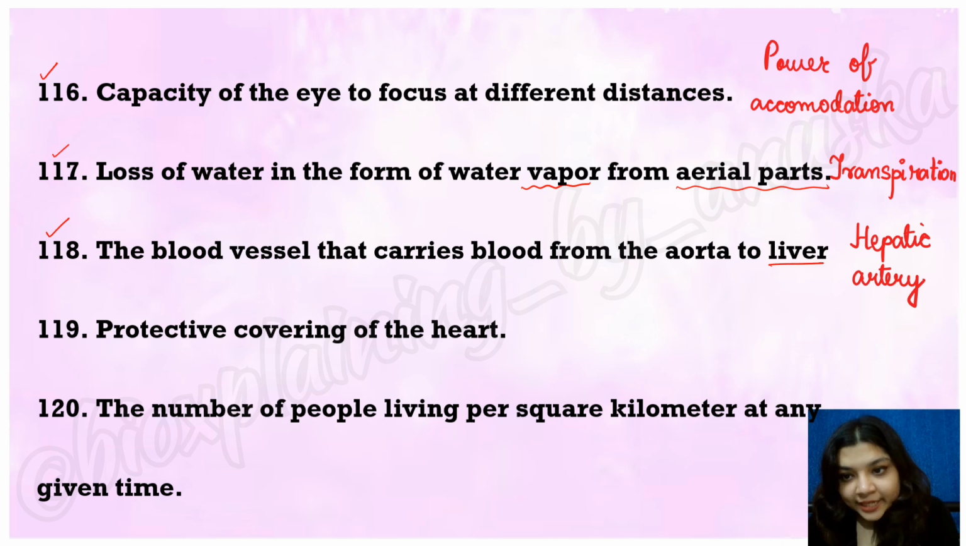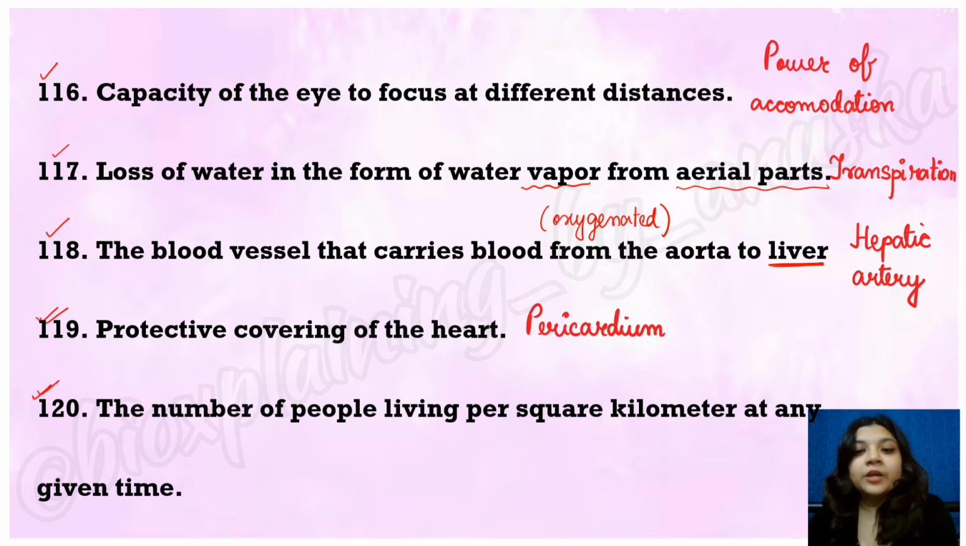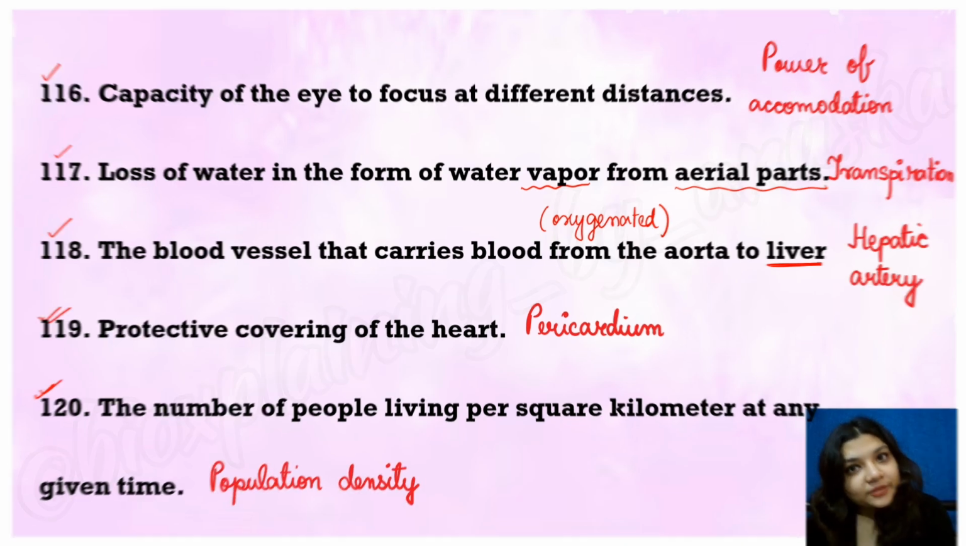Anything related to the liver is hepatic, and it is the blood vessel carrying oxygenated blood from the aorta to the liver. So this is the hepatic artery. Protective covering of the heart is the pericardium. Then the number of people living per square kilometer at any given time is known as population density. I hope it is clear for all.